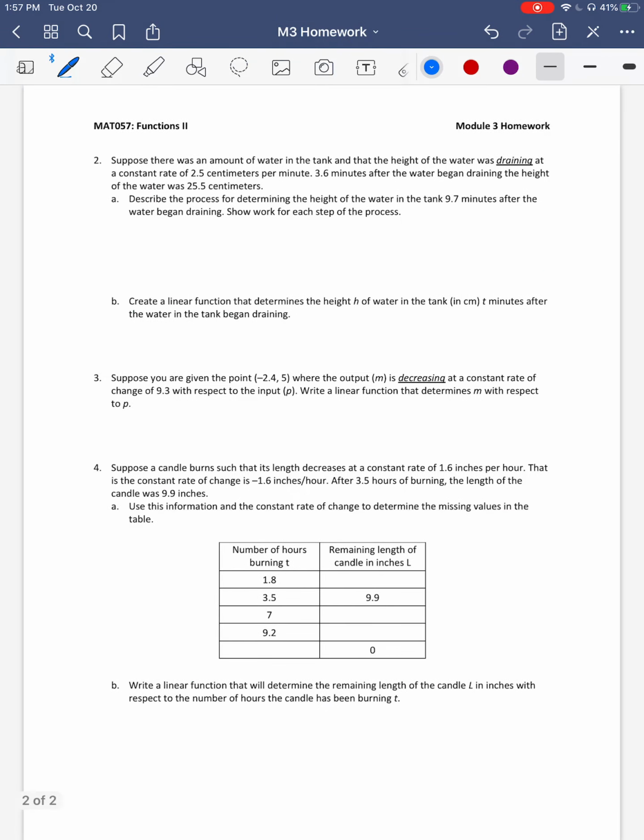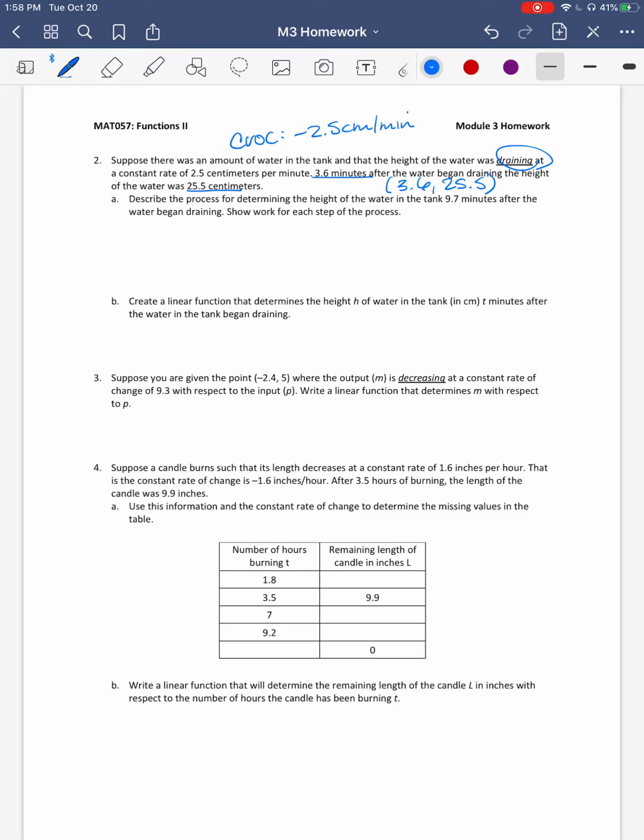Okay, let's keep going. Number 2 says, suppose there's an amount of water in the tank and that the height of the water was draining at a constant rate of 2.5 centimeters per minute. So that means that my rate is negative 2.5 centimeters per minute because as time is increasing, the height is going down. And we also know that at 3.6 minutes, the height of the water is 25.5 centimeters. So I could even write it as a reference point.